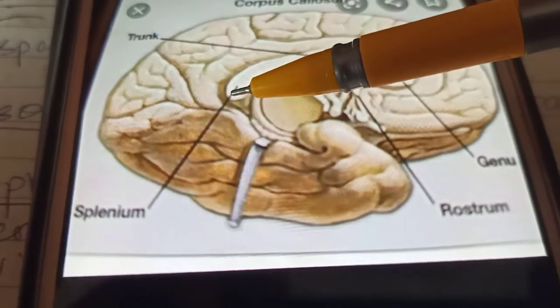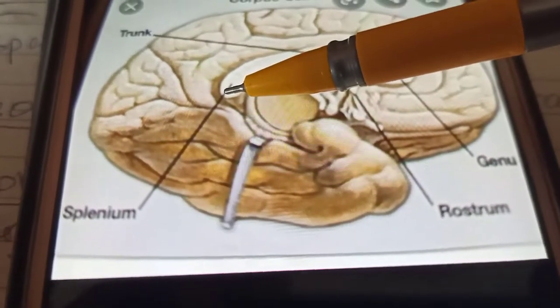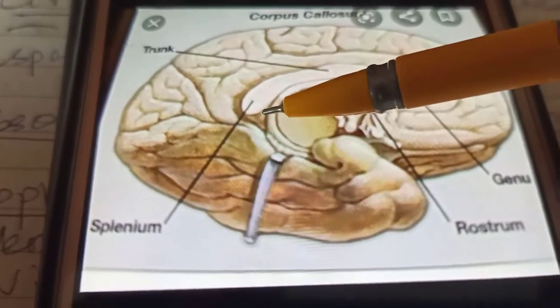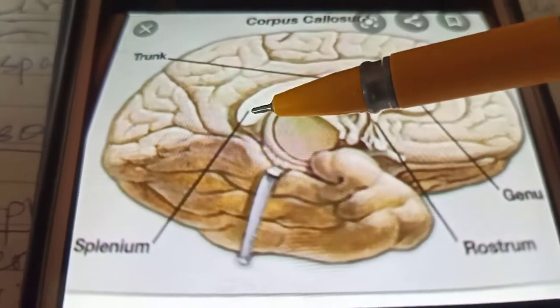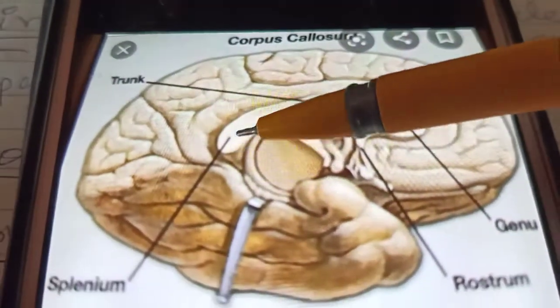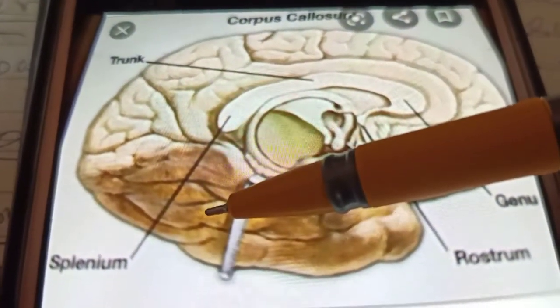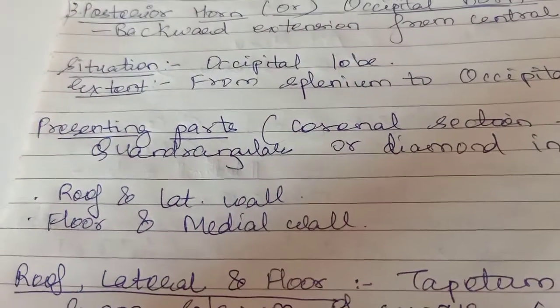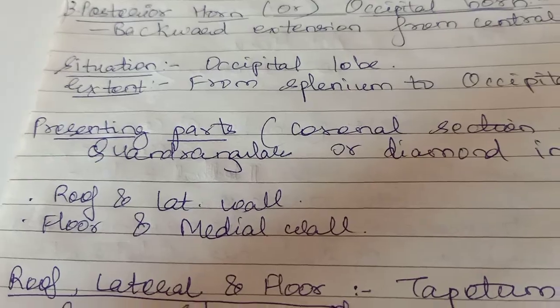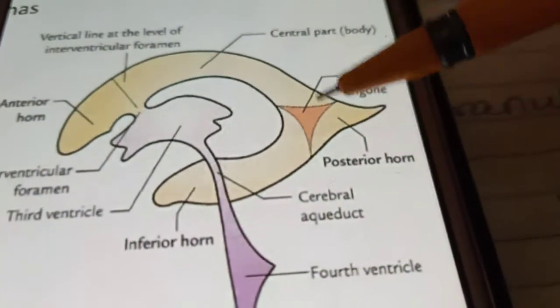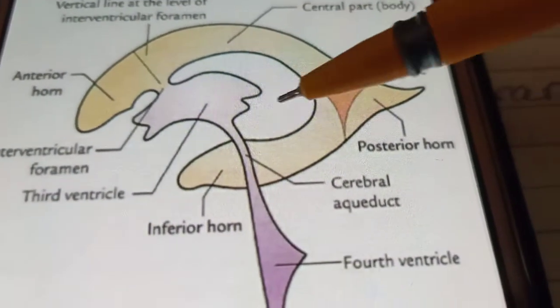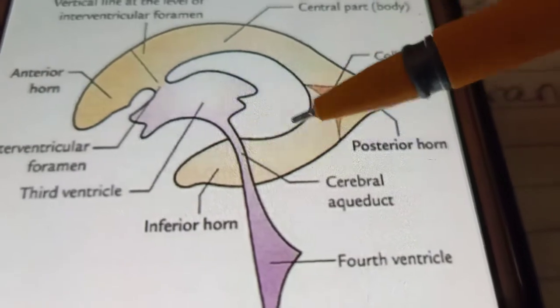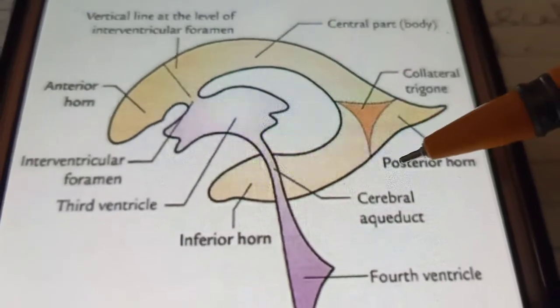There are three poles: frontal, temporal and occipital. So from the splenium, that is the posterior part of the corpus callosum, to the occipital pole is the extent of the posterior horn. The posterior horn extends from the splenium of the corpus callosum to the occipital pole.